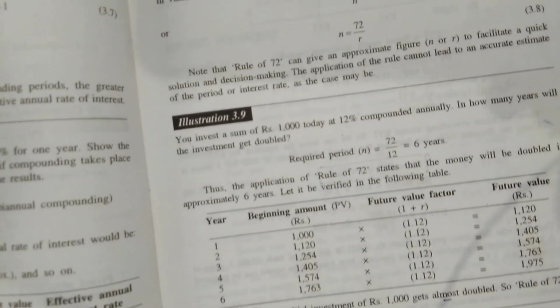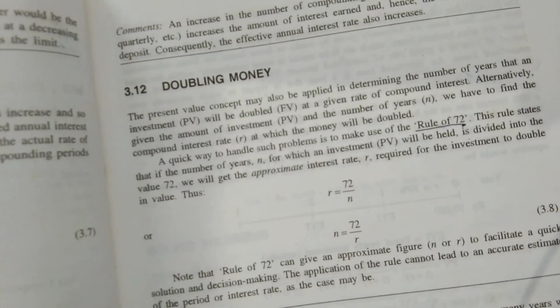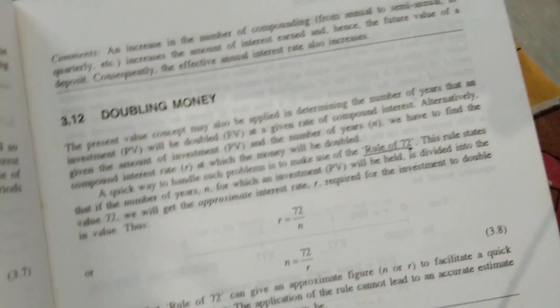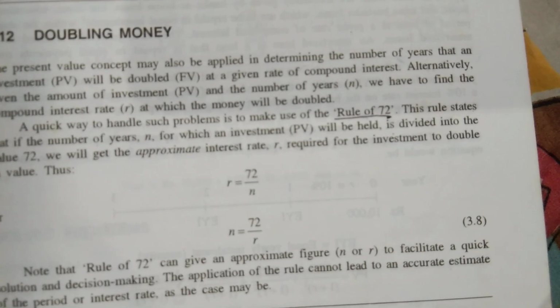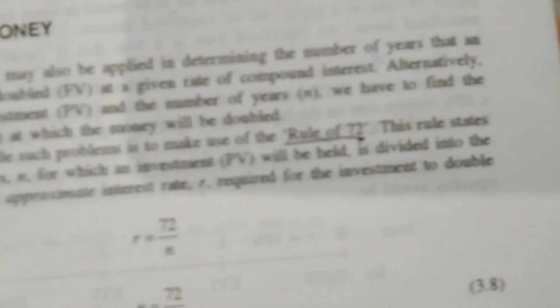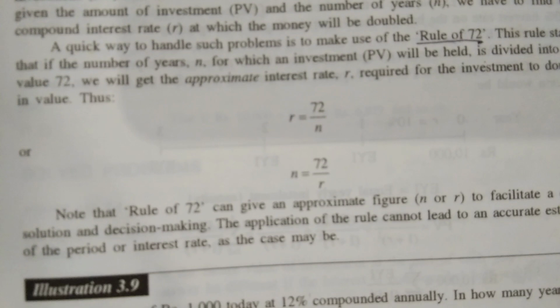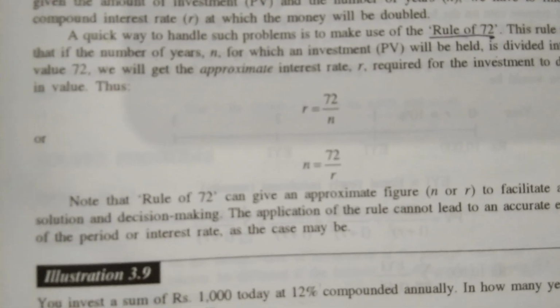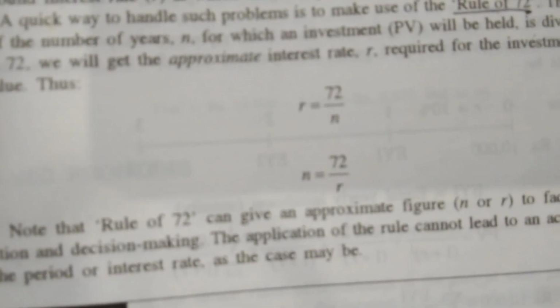Now we are looking at the next one, that is doubling of money. What is doubling of money? Doubling of money, or doubling money, is also known as the rule of 72. What is the rule of 72? It means that within 6 years, we assume that the money will approximately become double. Look at the formula, R equal to 72 by N or N equal to 72 by R.